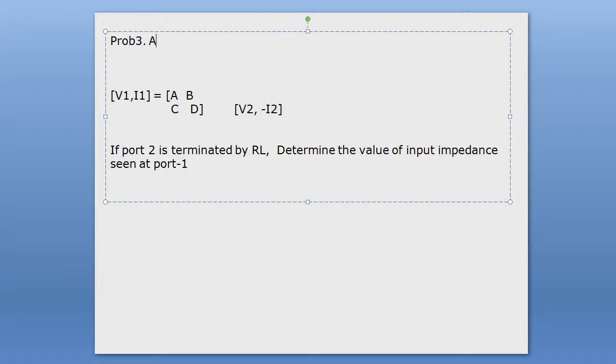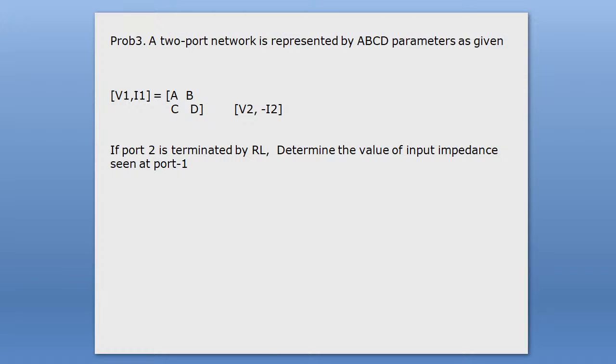A two-port network is represented by ABCD parameters as given below. Now you calculate, if port 2 is terminated by load resistance RL.